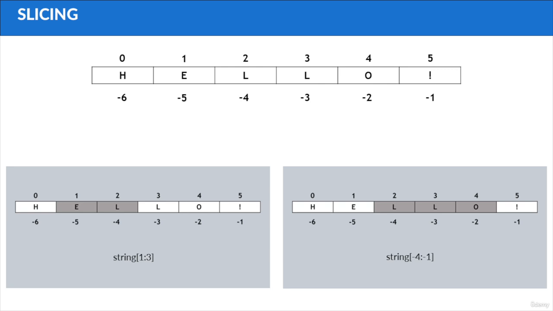So -4 refers to the 4th position from the end of our string, which is L, and -1 refers to the position at the very end of our string, which is an exclamation mark. But since Python only returns values up to the stop value, and not the stop value itself, it will return up to the index position of -2, which is O. And therefore, our result of the slice of -4 to -1 for this string would be LLO.